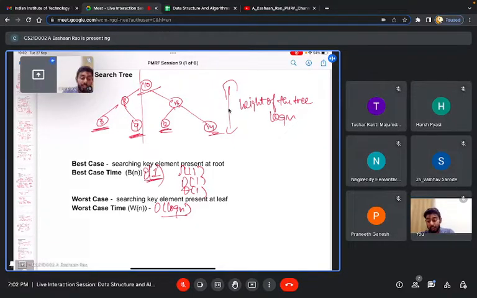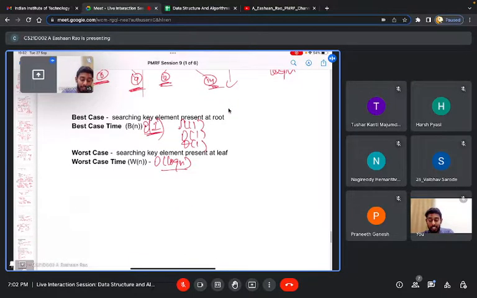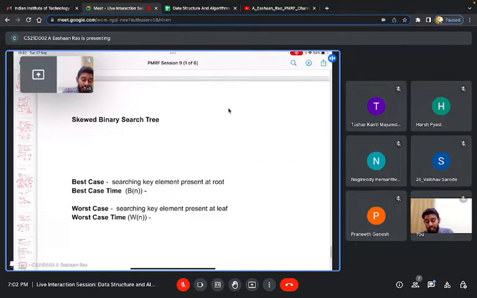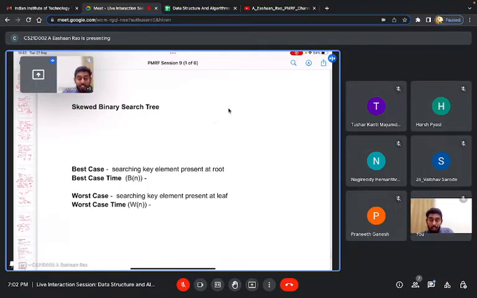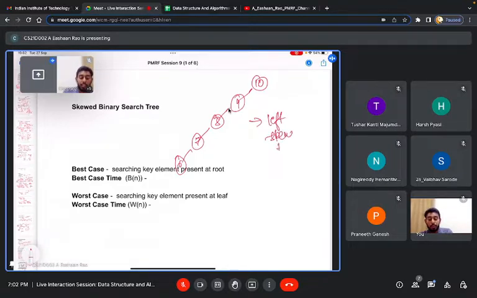This is one aspect. But do you think a binary search tree is only like that? I don't think so, because there is something called a skew binary search tree. In this binary search tree, we'll have 10, then 9, then 8, 7, 6. This is called a left skew tree. There is also something called a right skew tree. In this case, the best case again will be finding the element at the root, so it will be order of 1.